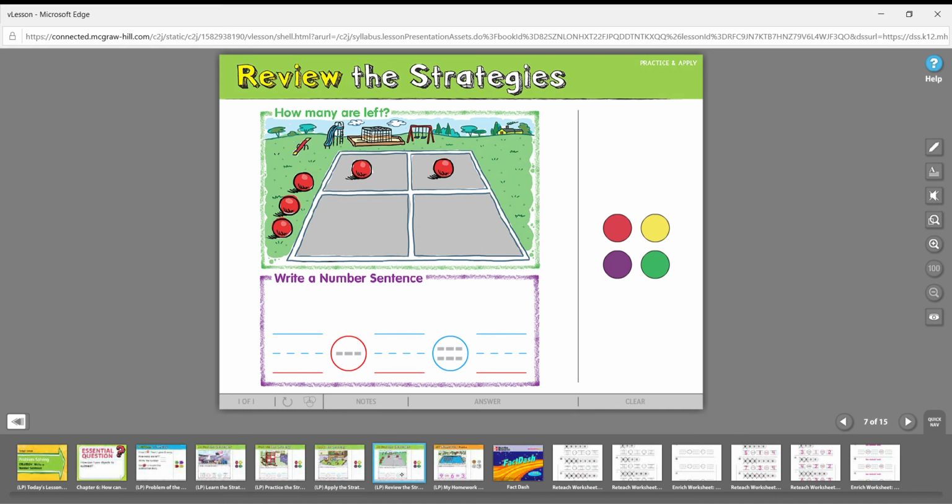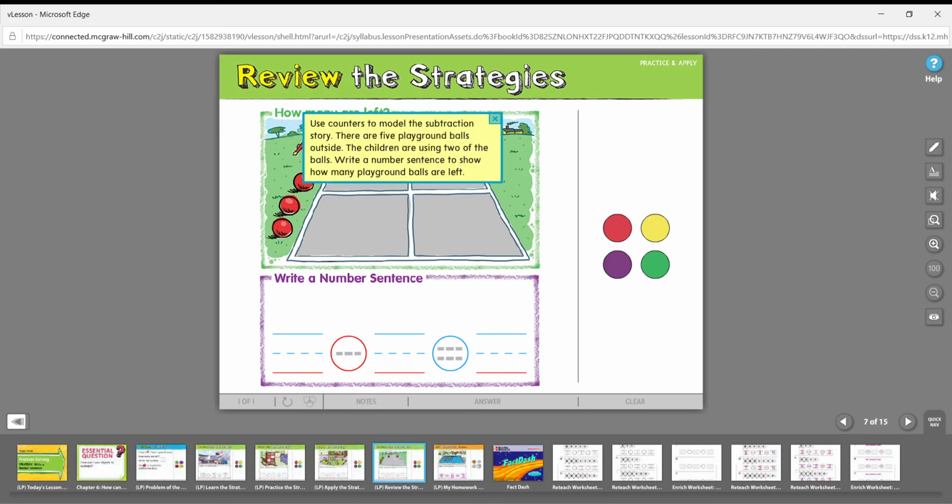How many are left? Let's look at the question. How many are left? There are 5 playground balls outside. 1, 2, 3, 4, 5. There are 5 playground balls outside. So we have to write the number 5 first. That's how many there are.